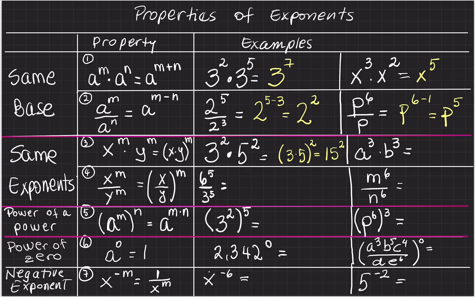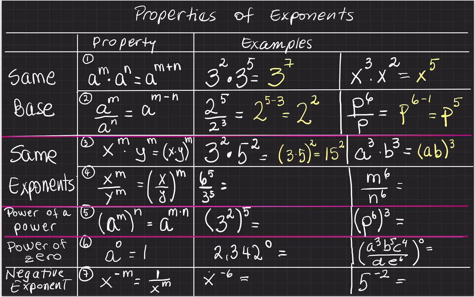The next example is the same thing. I have the same exponent, which is 3, but different bases, and it's multiplication. So I'm going to multiply those bases and keep the exponent. Division: if it's division, you're going to divide the bases, and since the exponent is the same this time, you're going to keep the exponent.